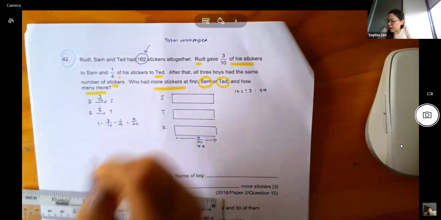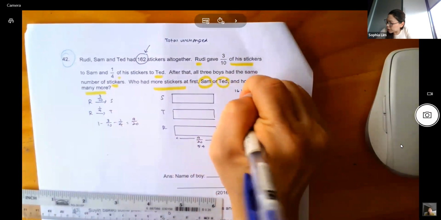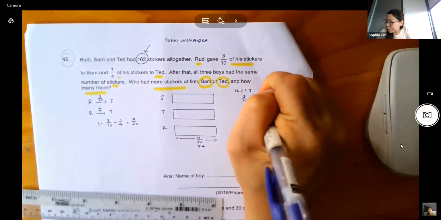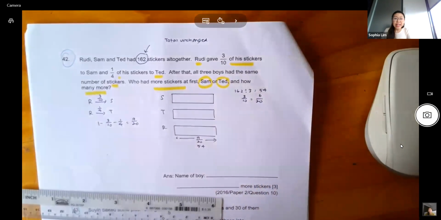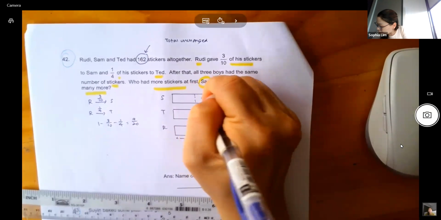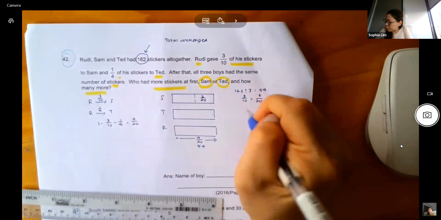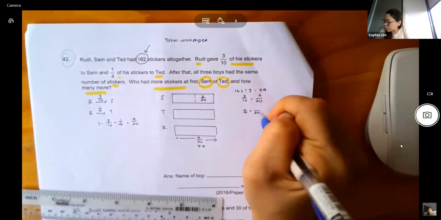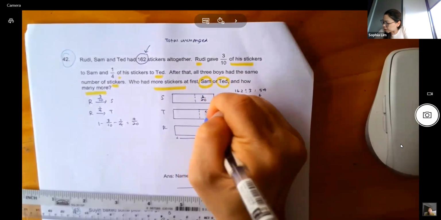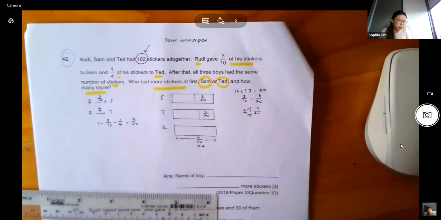Some of you can even tell me, teacher, I can change this 3 out of 10 to something out of 20 as well. 6 out of 20, meaning Sam received 6 out of 20 of Rudy's stickers. And some of you may say, this 1/4, I also want to convert to something out of 20. Ted received 5 out of 20. 5 out of 20 is less than 6 out of 20. That's why I draw a shorter bar.